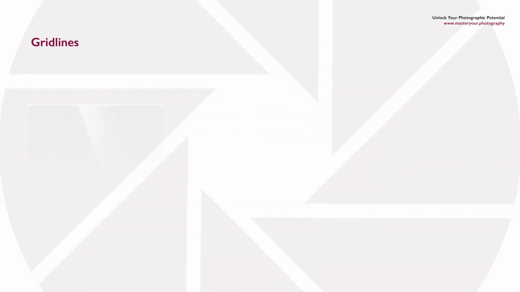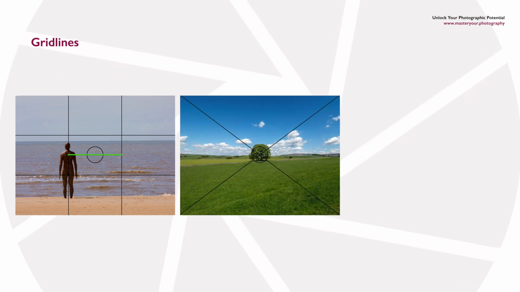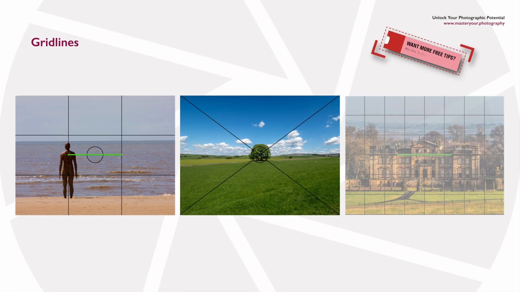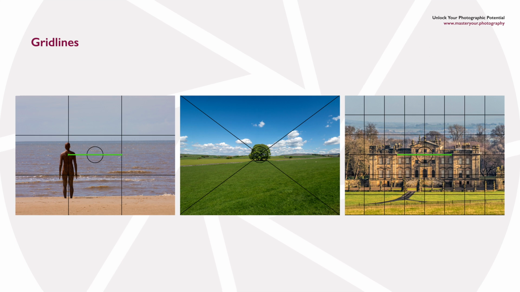My own personal way of working is to leave the thirds grid lines together with the level indicator turned on all the time, and I find this helps me achieve the correct composition much faster than if I didn't have them turned on at all.